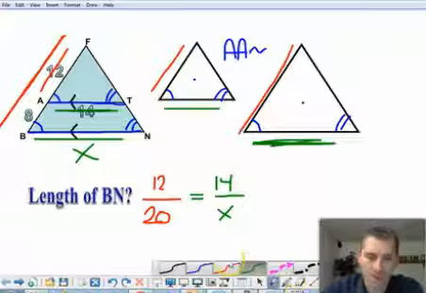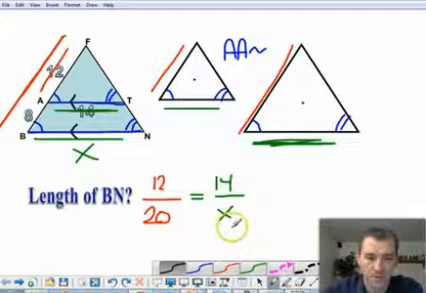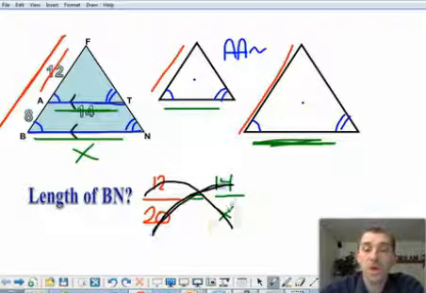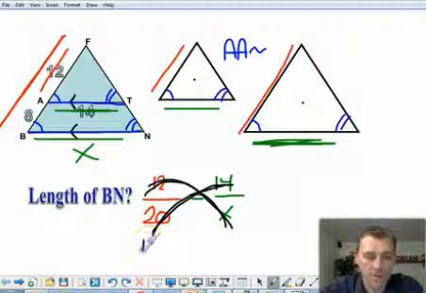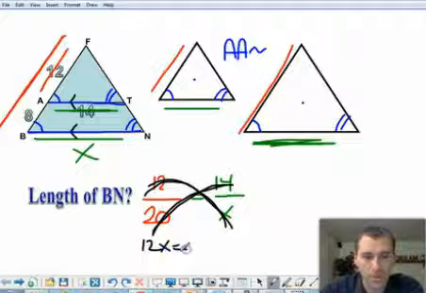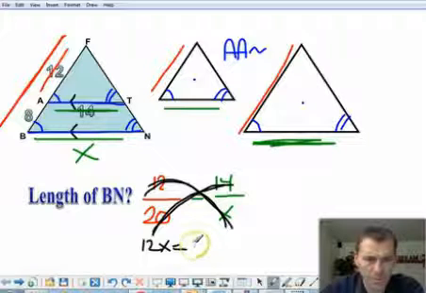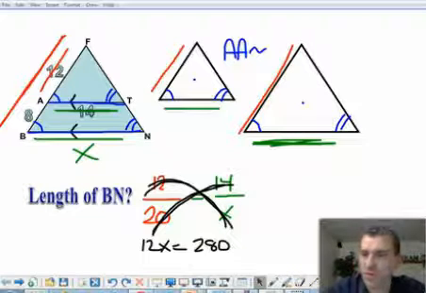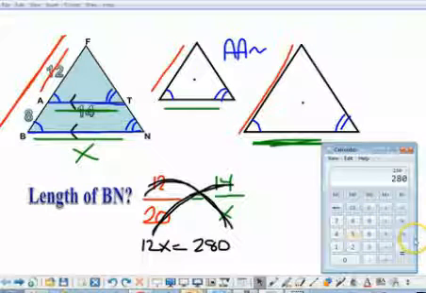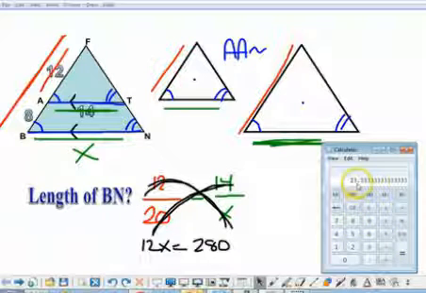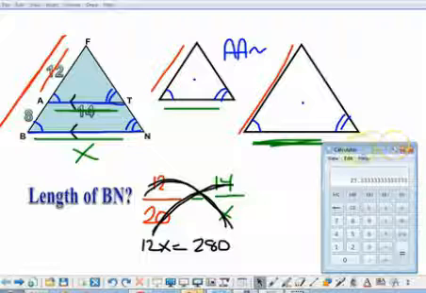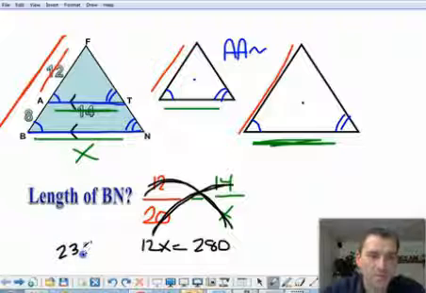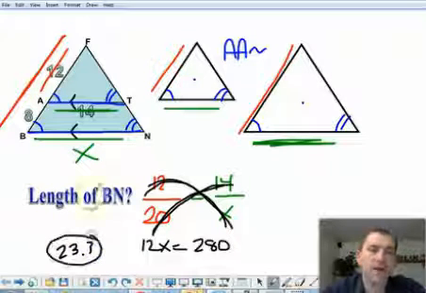So when I dream of Genie, which I don't, but that's how we do the problem. If we do means, extremes, product theorem, that gives me 12x, and I take 14 times 20, that gives me 280, I do believe. So when I divide 280 by 12, I'll pull my calculator here, 280 divided by 12, that gives me 23.3, a decimal as an answer. That's totally cool, it's legit. 23.3. So that right there gives you that answer.